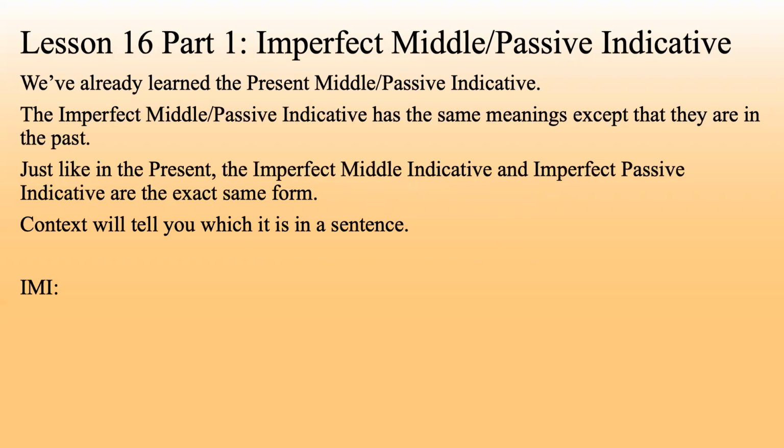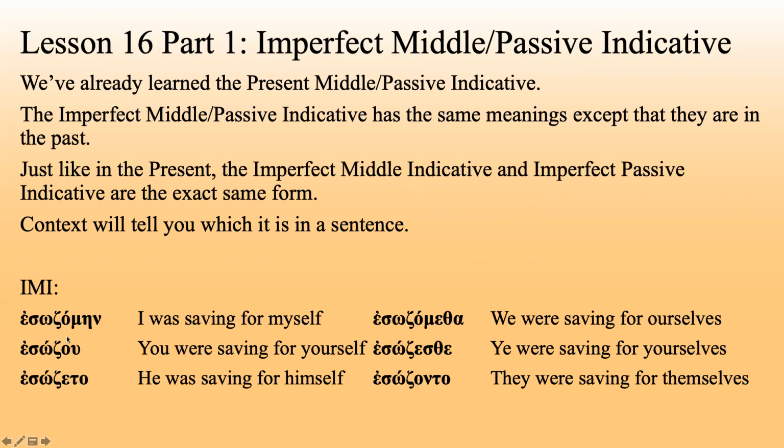So the imperfect middle indicative is esodzamein, esodzu, esodzita, esodzametha, esodzeste, esodzanta. If you take a minute and pause the video, see what observations you can make about the forms of these words, things that are similar to things you've seen before, things that are different.